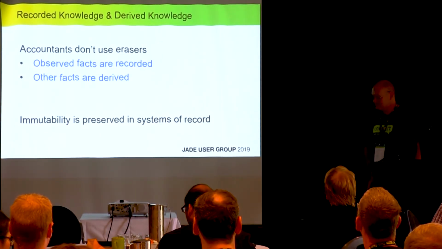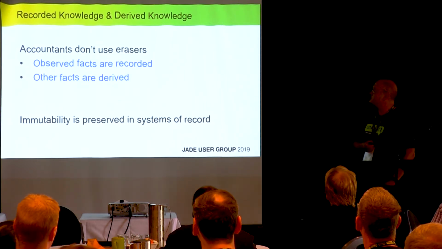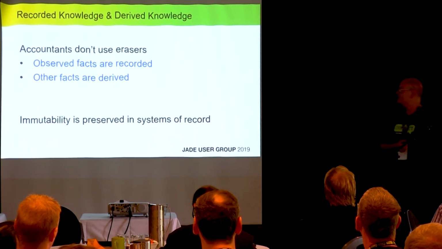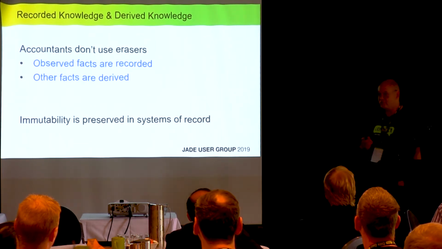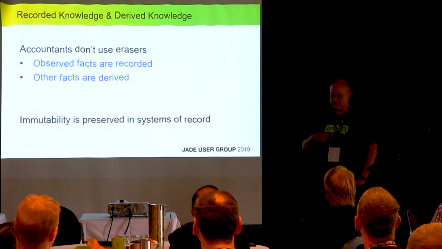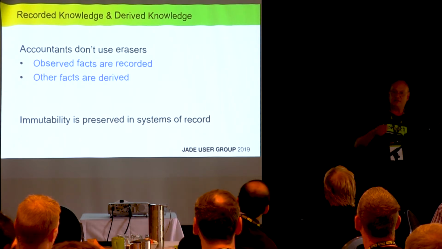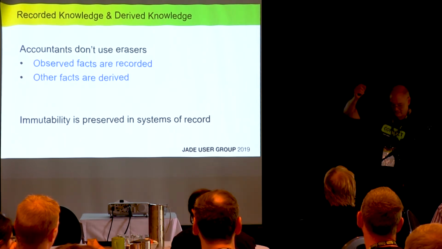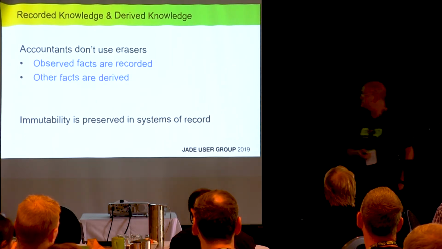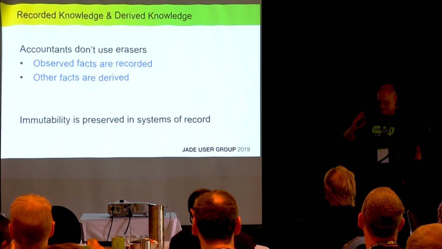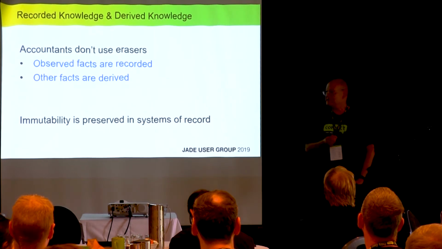This is stuff you know, but it's basically to set some background terminology. In accounting, we have recorded knowledge and derived knowledge. Accountants don't use erasers, or they go to jail. Credits and debits are recorded in a ledger. A trial balance is computed, the derived fact. If an error is detected, you're not allowed to go back and alter prior entries in your ledger. What you do instead is record a compensating entry that, when applied, reverses the mistake. The idea here is to think about those types of activities and how they're represented.